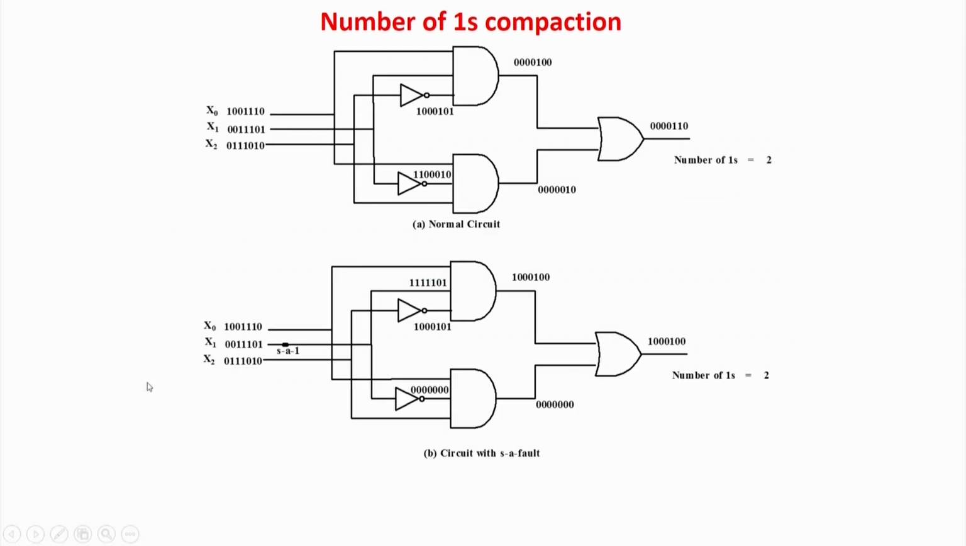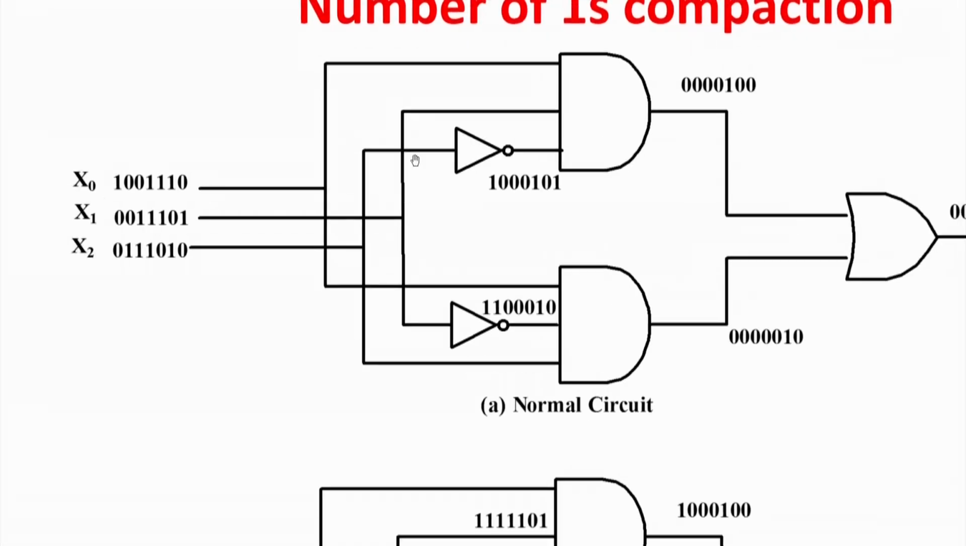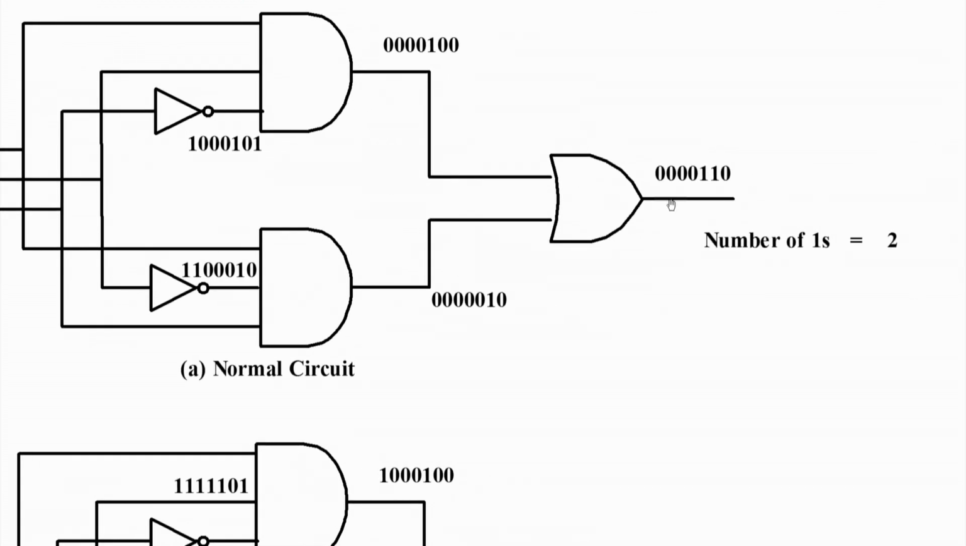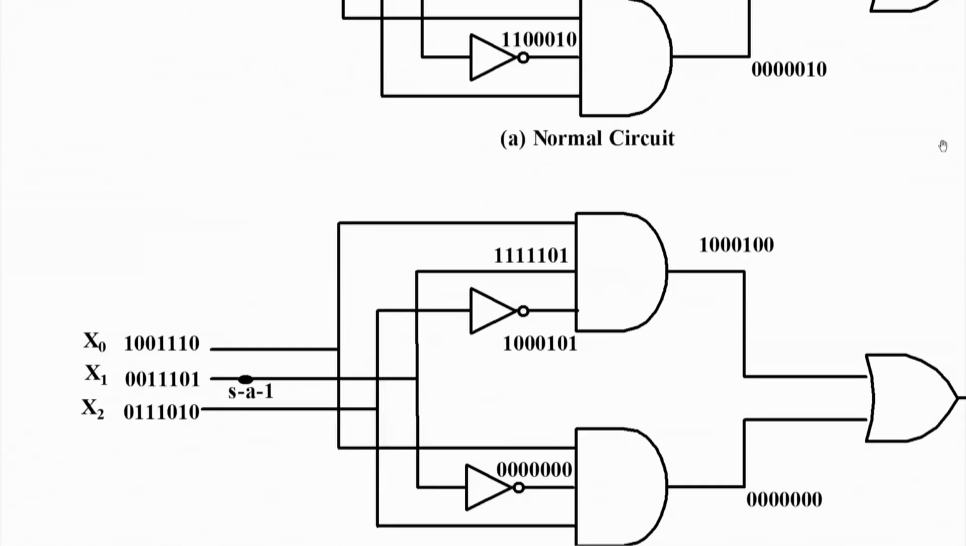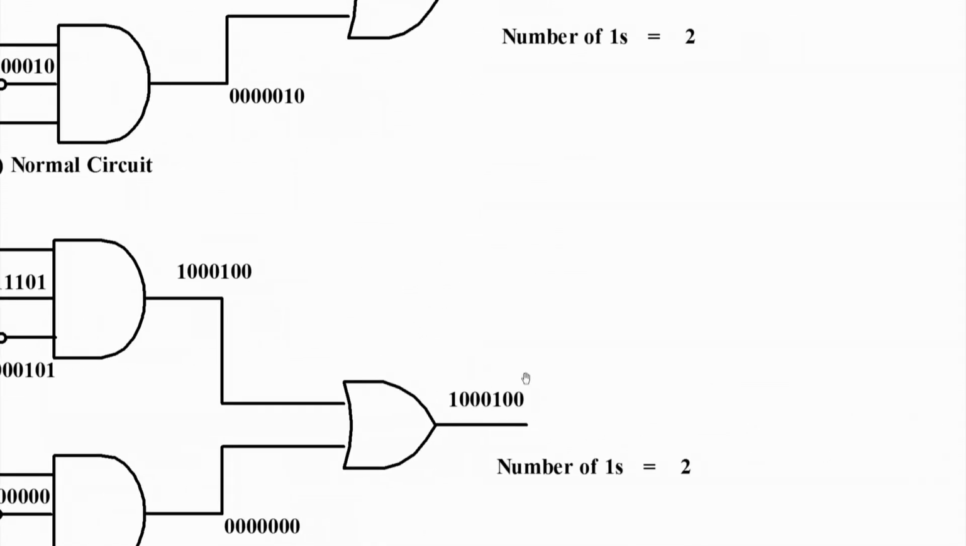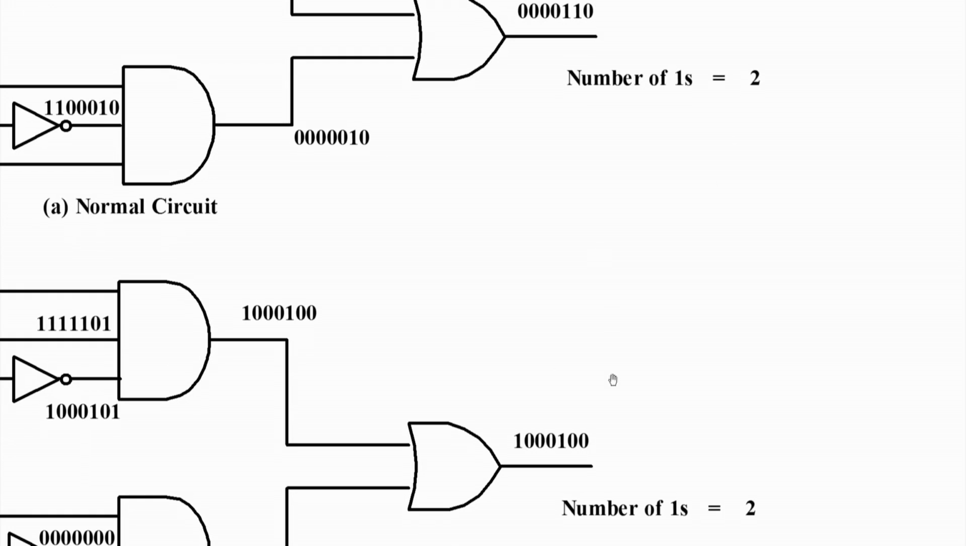Let us take a slightly modified example. Same thing, 7 patterns, and the same patterns are there. This is the circuit, and in the normal circuit the number of ones is 2. Now I take a stuck-at fault over here. The output pattern is this one, and this pattern and that pattern are definitely different.